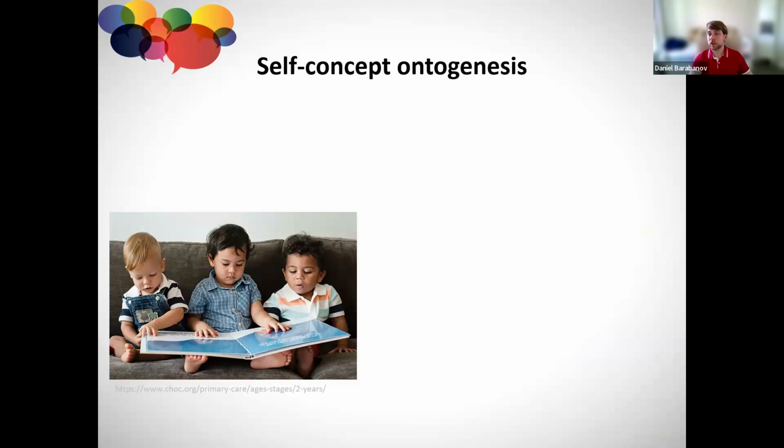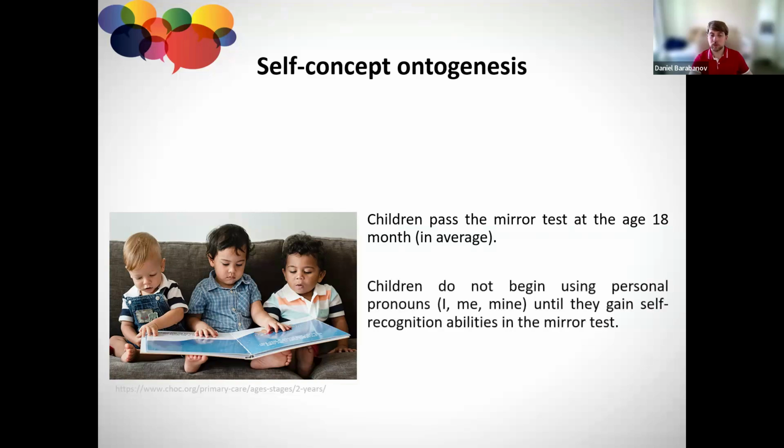Speaking about ontogenesis, or lifelong development of self-concept, we come through different stages. Usually, children start to pass this mirror recognition test only around 1.5 years old, so 18 months old. Before that, the vast majority of children do not recognize themselves in the mirror. So after that, they form the most simple self-concept, which starts to develop.